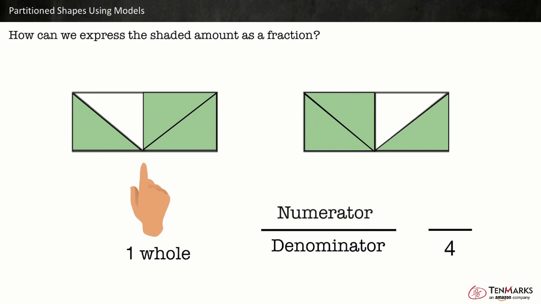The numerator names how many equal parts you're using, so here we're looking at the shaded parts. Let's count the number of fourths that are shaded. 1/4, 2/4, 3/4, 4/4, 5/4, and 6/4. The fraction for the shaded amount is 6/4. The 6 shaded parts represent the numerator and the 4 parts in each whole represent the denominator.